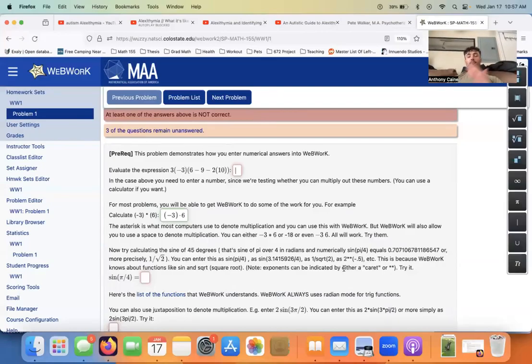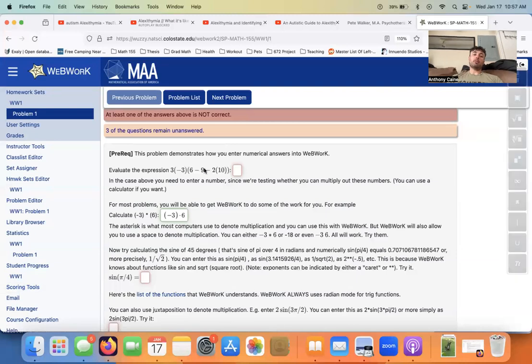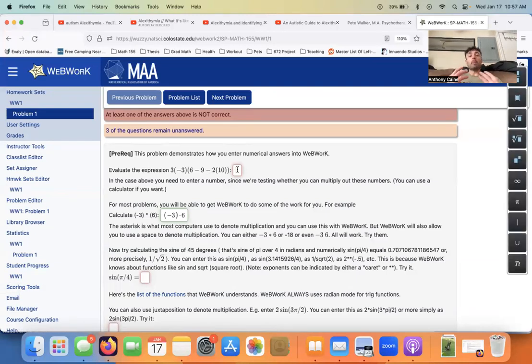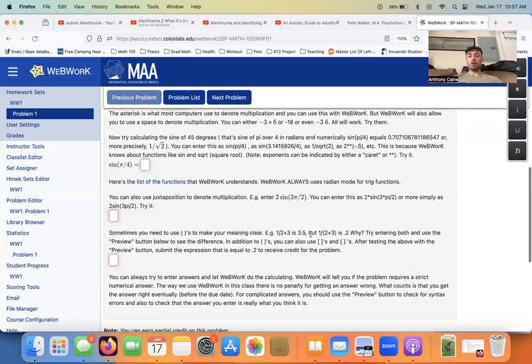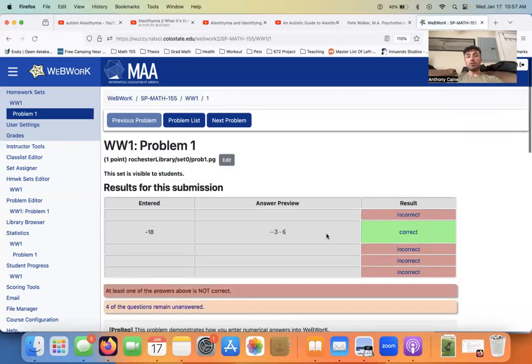So let's go over the first WebWork. And the very first problem here, just compute this and then enter the number. Normally, WebWork can be your calculator, and I often encourage you to use that feature. As an example, in problem 2 here, I typed -3 times 6, and when I hit submit, it knows that number is -18, okay?